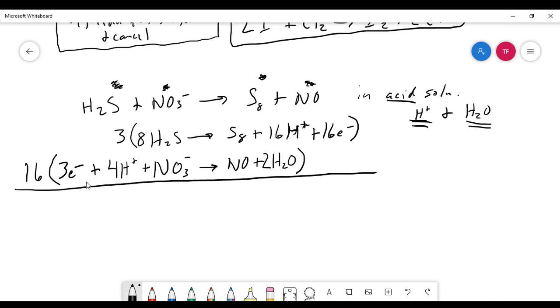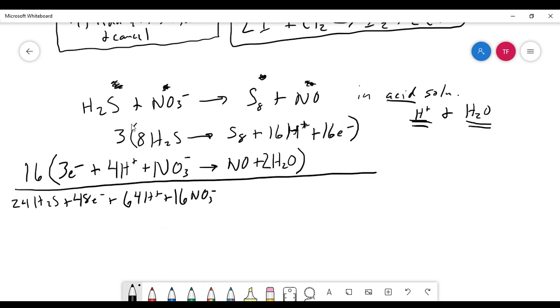So we are going to add everything on the left and put it on the left side of our balanced equation, and everything on the right and put it on the right side of our balanced equation. The 3 distributes to everything inside here. So 3 times 8 is 24 H2S molecules. We also have a whole bunch of stuff here that we need to add in. So 16 times 3 is 48 electrons. 16 times 4 is 64 hydrogen ions. Big numbers on this one. And 16 times 1 is 16 nitrate ions.